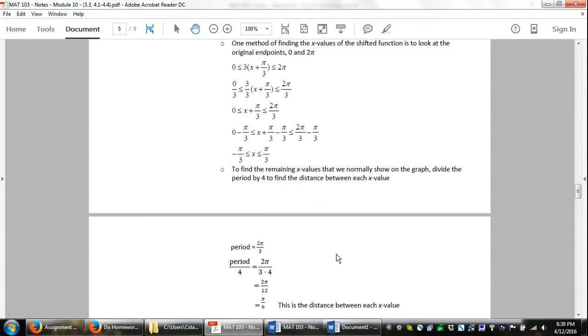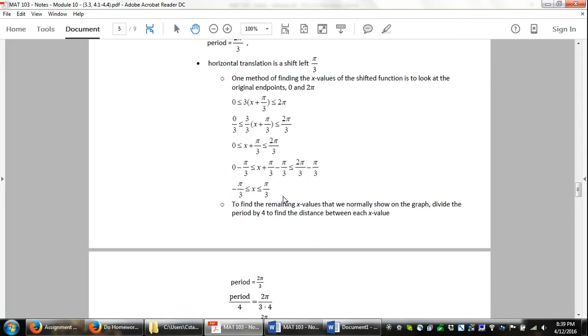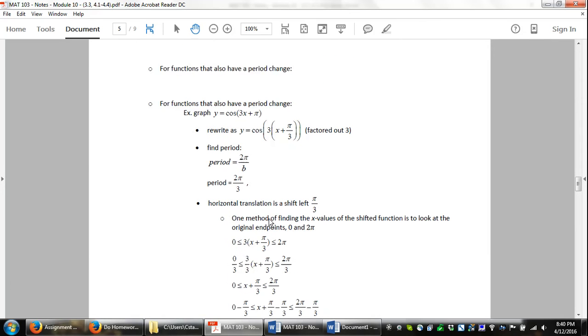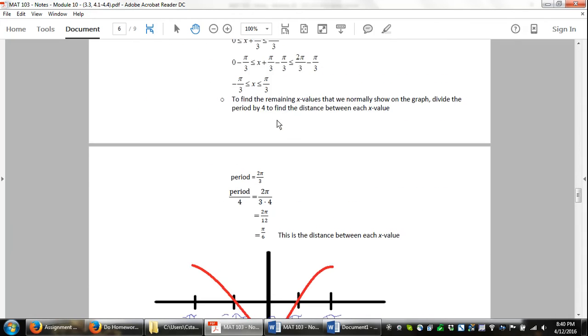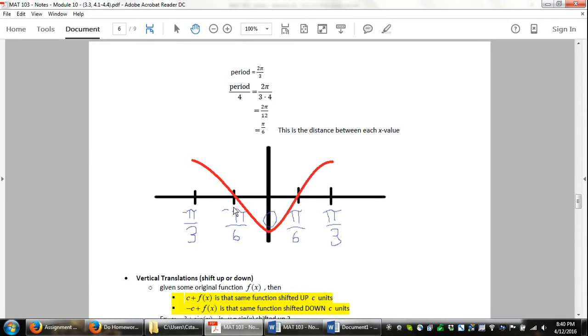You can do it by taking your period divided by 4. So our period in this case is 2 pi divided by this 3 we factored out. If you were to then divide that by 4, you get 2 pi over 12, which is pi over 6. And each of your tick marks should be a distance of pi over 6. So I start at negative pi over 3, I go to negative pi over 6. That's a distance of pi over 6. That's also a distance of pi over 6 between 0 and negative pi over 6, between 0 and pi over 6.